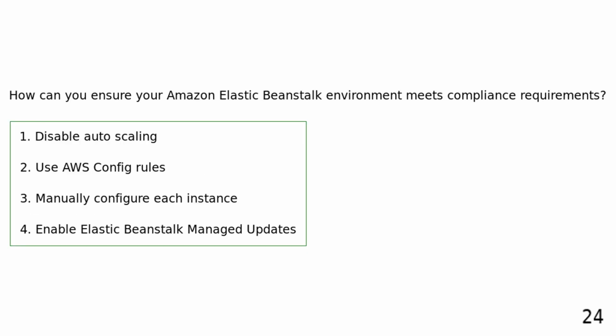How can you ensure your Amazon Elastic Beanstalk environment meets compliance requirements? Disable auto-scaling. Use AWS Config rules. Manually configure each instance. Enable Elastic Beanstalk managed updates. AWS Config rules can be used to ensure Elastic Beanstalk environments meet compliance requirements.